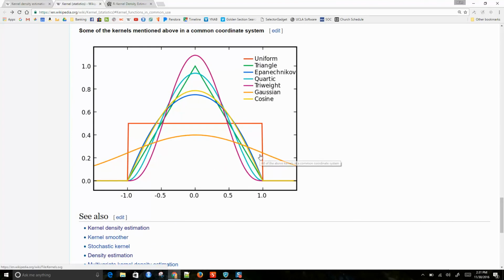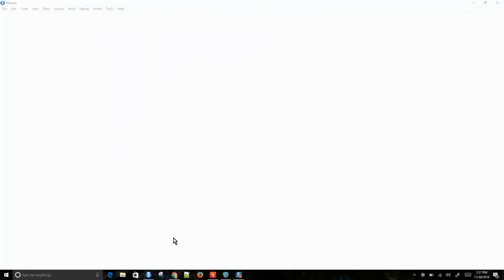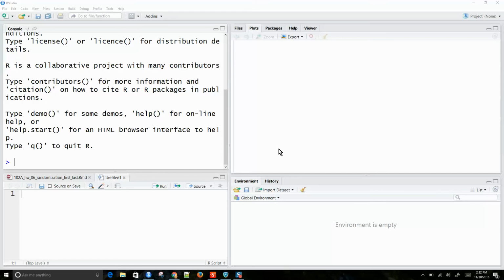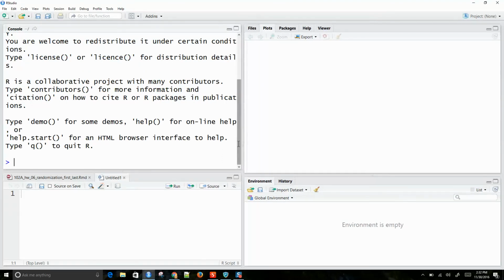All right, so let me just kind of show you what this looks like practically in R, and we'll just fiddle around with this. And again, this is just a very high level showing you how kernel density estimation works. The mathematics and the calculations behind it are a bit more complex, but I think if you just understand how these things are working, that's good.